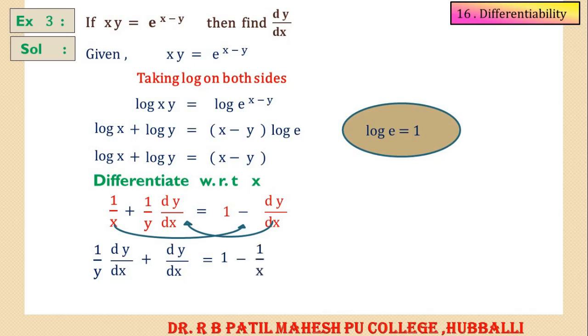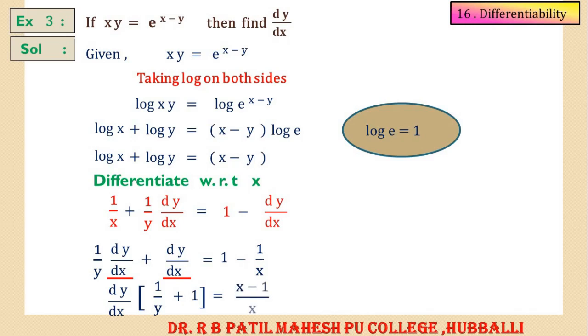So here you take the LCM and here it is a common term. So dy by dx into bracket 1 by y plus 1, and on the right side if we take the LCM, this x is multiplied to 1. So therefore x minus 1 is the numerator, whole divided by x. Now transfer this bracket term to the right side, you will get the dy by dx function.